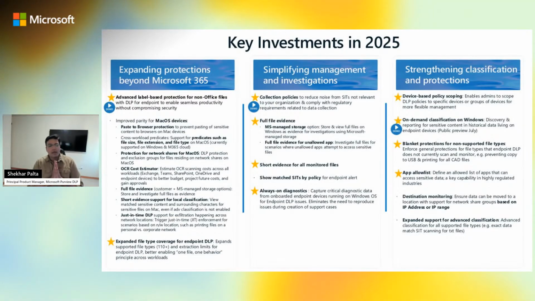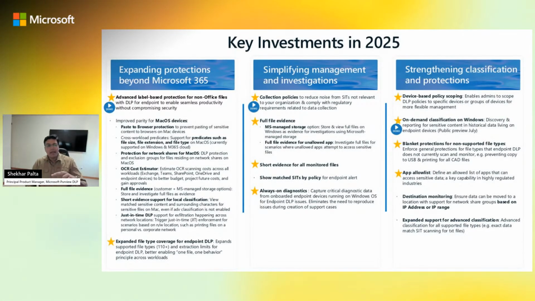Next, I want to talk about another really interesting capability, which is App Allow List. For quite some time, we have had a capability available in Endpoint DLP using which you can designate your unallowed apps, which means there are certain apps within your organization that are not allowed to access files containing sensitive data.